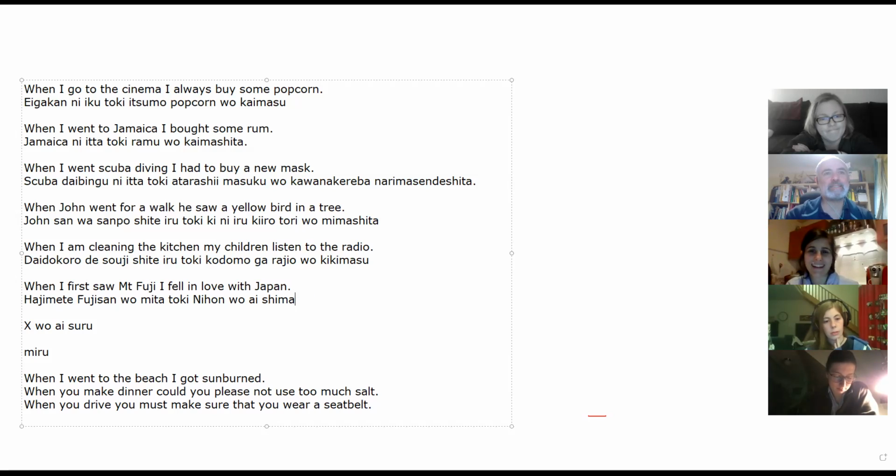Now, okay, I know this isn't supposed to be easy, by the way. This is necessarily difficult. This now means when I first now I am seeing Fuji-san, I love Japan. Now I'm seeing. No, the seeing is past. Yeah, but the whole sentence is in the present continuous tense. This is the problem. So let me help.